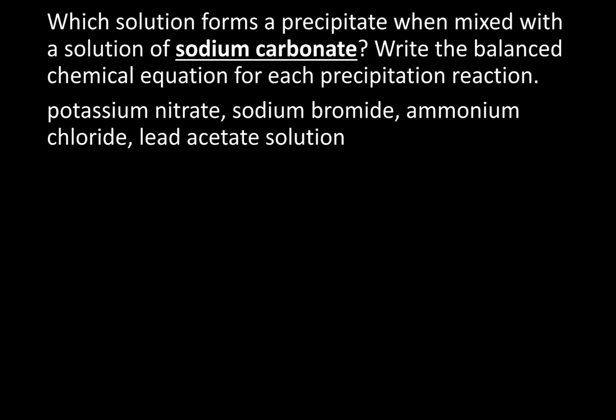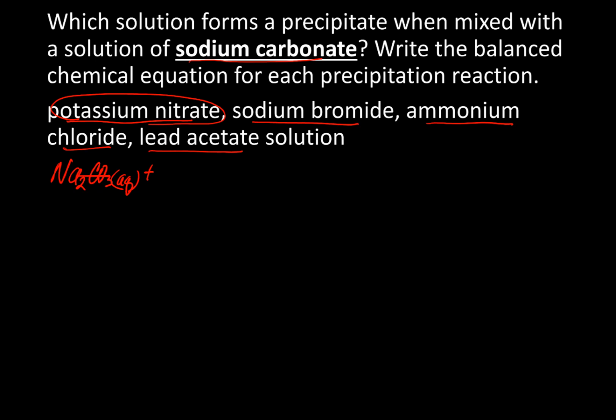This one will illustrate how to use that table. This one says, which solution forms a precipitate when mixed with a solution of sodium carbonate? Write the balanced chemical equation for each precipitation reaction. So for this problem, you're mixing each of these ionic compounds in solution with a sodium carbonate solution, and you're trying to predict whether a precipitate forms. So for the first one, the potassium nitrate and the sodium carbonate, you've got Na2CO3 aqueous. So that's always going to be what the sodium carbonate looks like. And then you've got potassium nitrate.